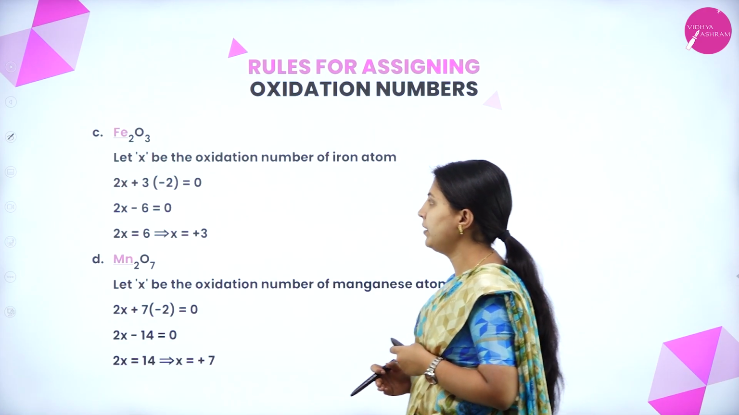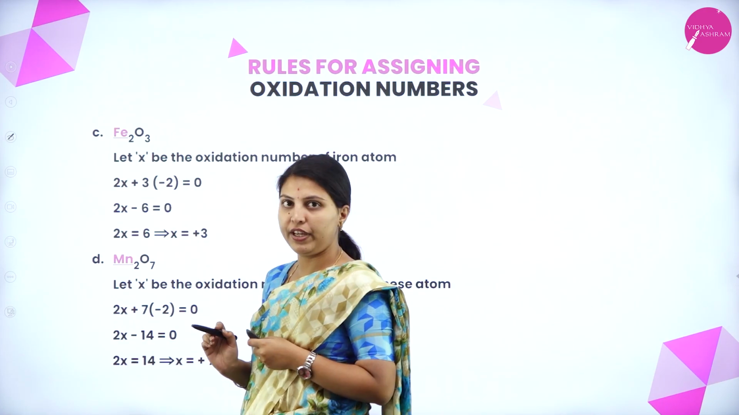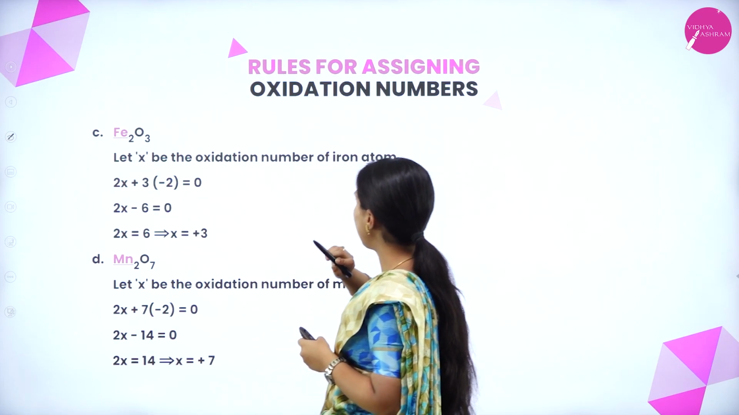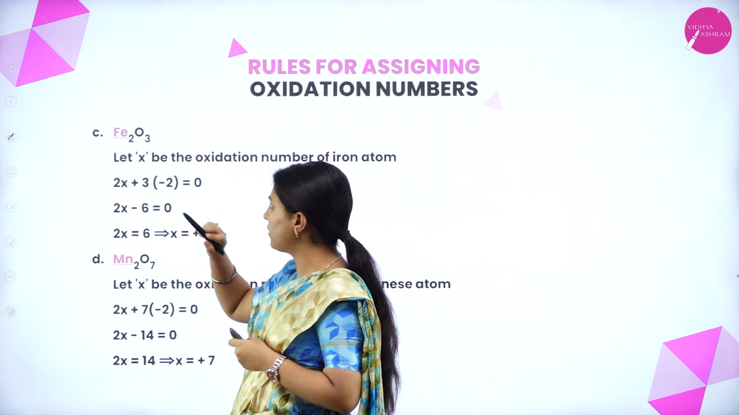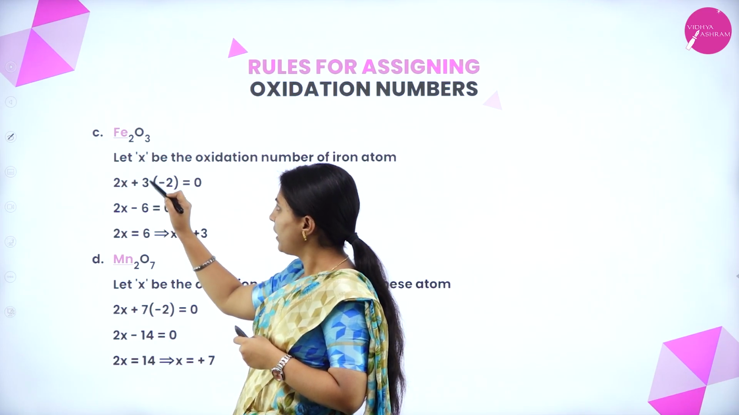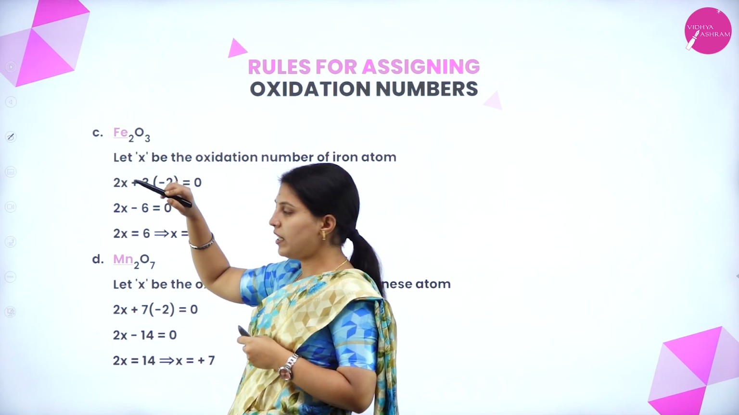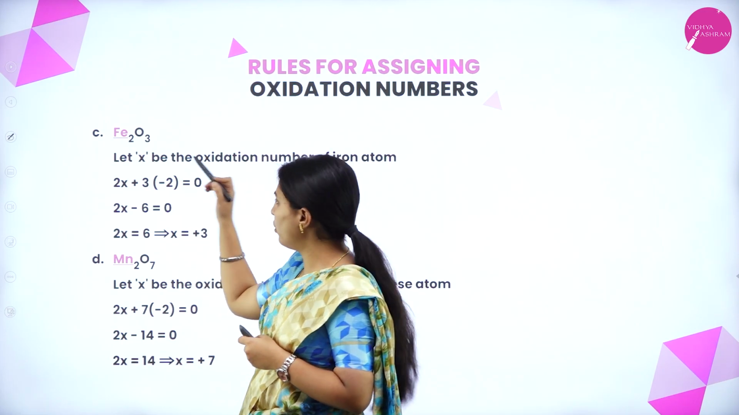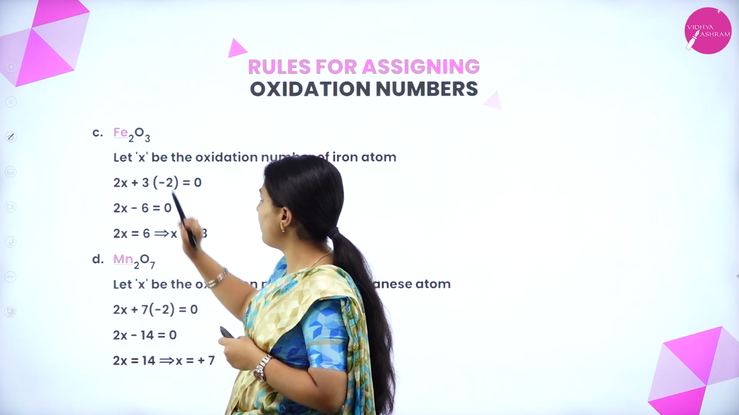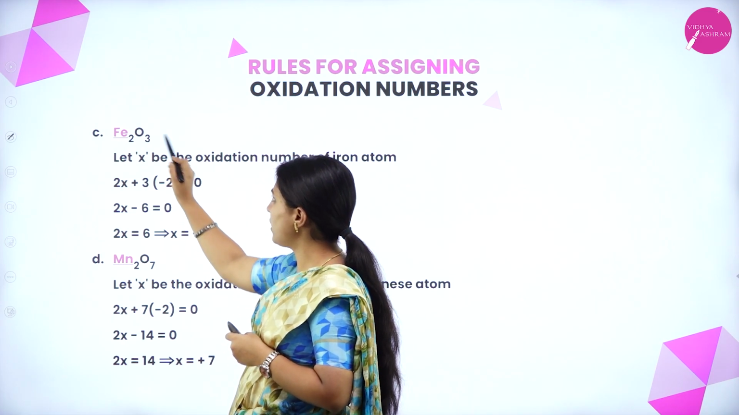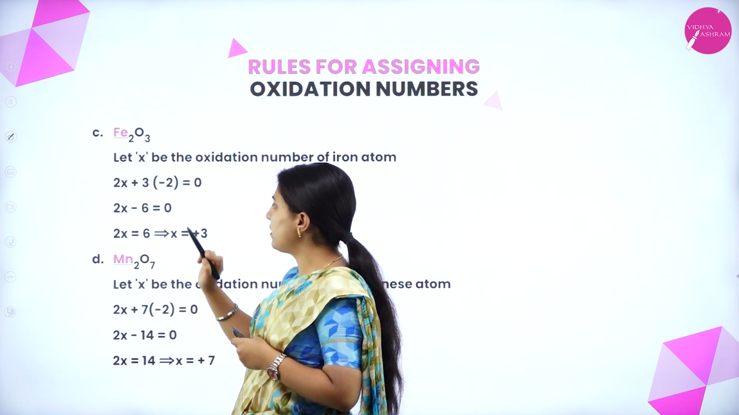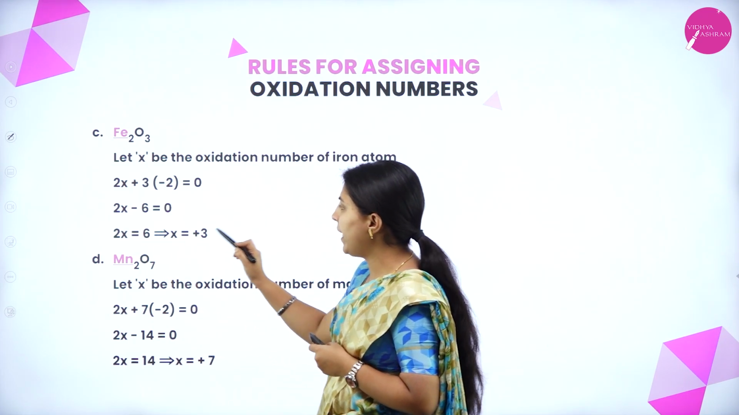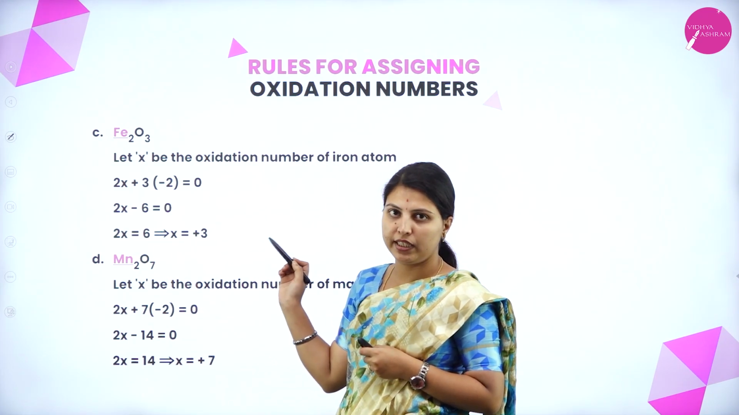Another example, Fe2O3, ferric oxide. Let X be the oxidation number of the iron atom. Here 2 atoms are present, but we don't know the oxidation number of iron, so 2X plus 3 into minus 2, where minus 2 is the charge of oxygen. 2x minus 6 equals 0, 2x equals 6. So X equals plus 3.